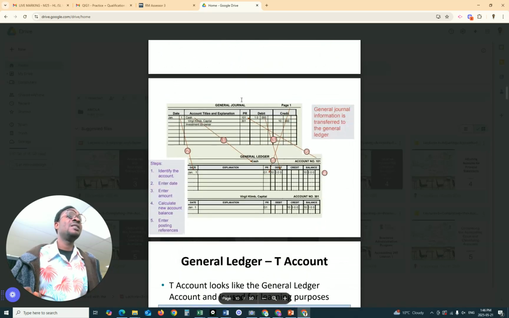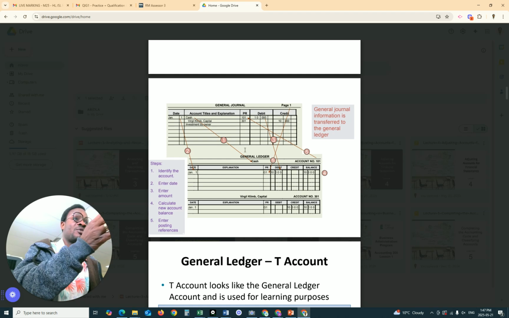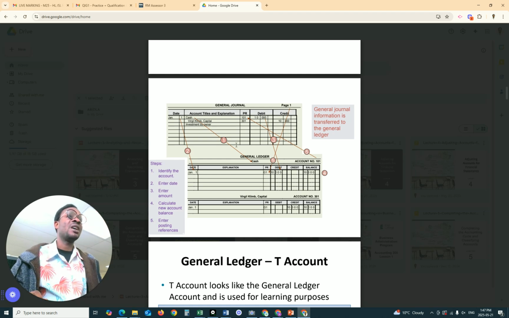So look at it. This is the cash account. The balance was not known before, so assuming January 1 was the beginning of the existence of the business and there was no previous cash, 10,000 is debit. That means total balance is $10,000. General ledger 1, this is G1, is coming from this general journal; the reference is coming from here.